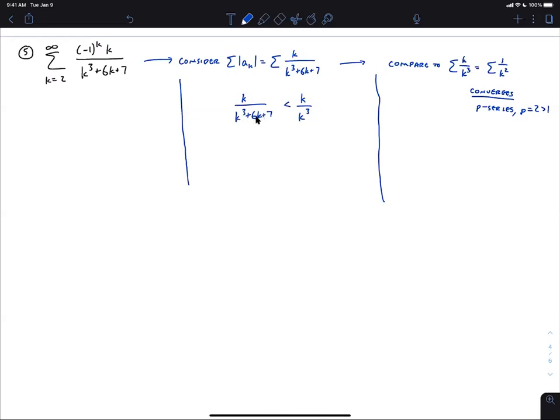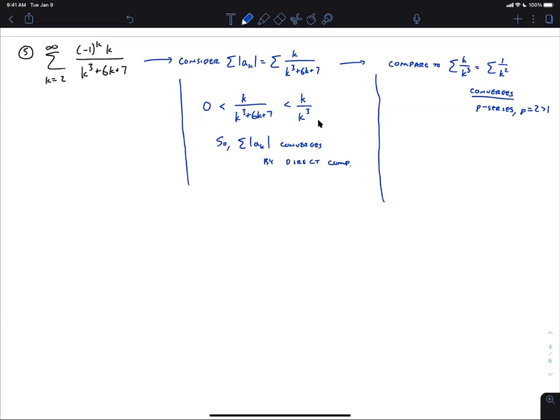For the logic in the comparison tests to work, everything has to be positive. So we also say, okay, it's greater than 0. So now this middle series, which is the absolute value, converges by direct comparison. Does that make sense? Everybody clear?